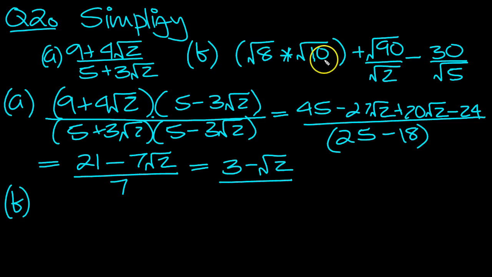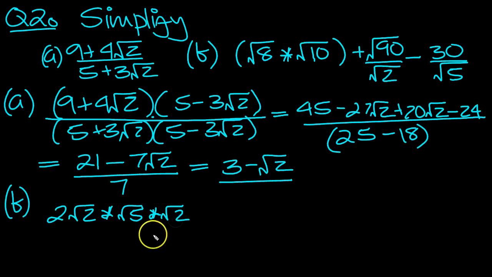√8 times √10. This is 2√2. This is √5 times √2, isn't it? Okay. √90 over √2 is √45 when you use the properties of indices. So that's the square root of 45, which is 9 fives. So that's going to be the square root of 9 times the square root of 5. We can write √45 like that, can't we?